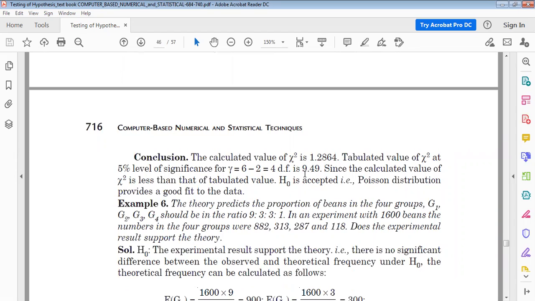Degrees of freedom 9.49. Hence the calculated value of chi-square is less than the table value. So H0 is accepted. The null hypothesis is accepted because the calculated value is less than the table value. Hence the Poisson distribution provides a good fit to the data.